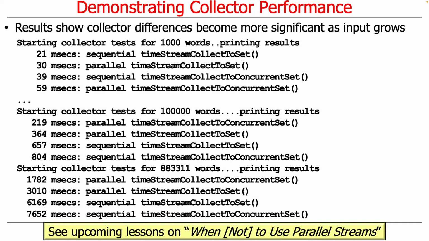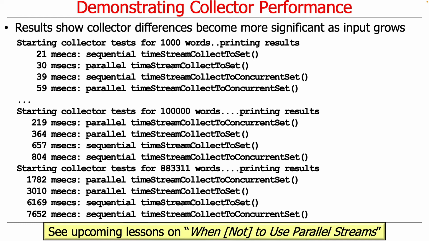So up here, notice the parallel time stream collect to concurrent set. That's the slowest. But as the number of elements gets larger, that becomes the fastest. The reason it becomes the fastest is because it's only got one mutable result container, and all the threads are accumulating into that single concurrent hash set. As a consequence, there's no need to do any merging of the results. So when n gets larger, that starts to dominate.